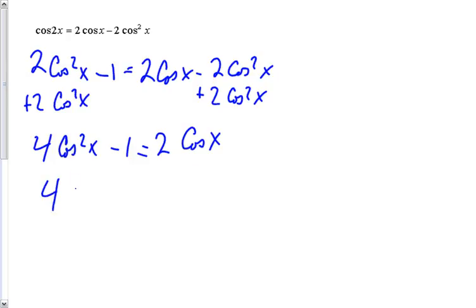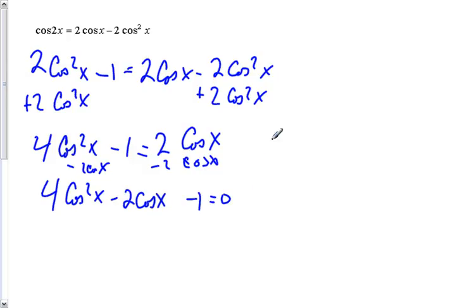I get 4 cosine squared x, because I'm going to subtract this from both sides, minus 2 cosine of x. Not like terms, no singletons, so I'm just left with 4 cosine squared x minus 2 cosine of x minus 1 equals 0. Then I go over here, and it's quadratic. I think of it as 4x squared minus 2x minus 1. Things that multiply to give me 1, 1 and 1, 2 and 2, that's 4. That gives me nothing in the middle, because these have to be opposites.